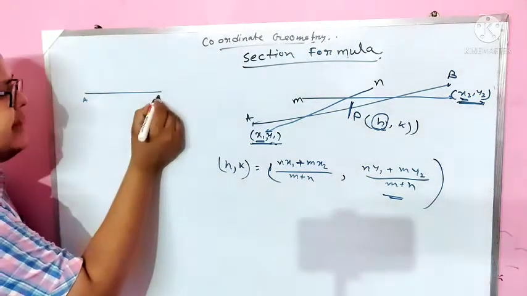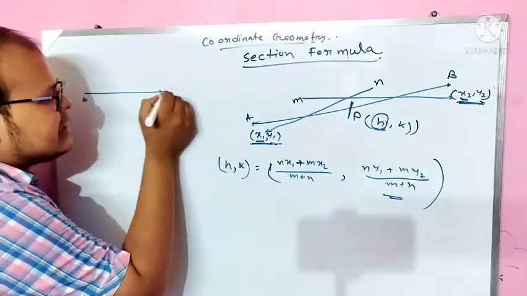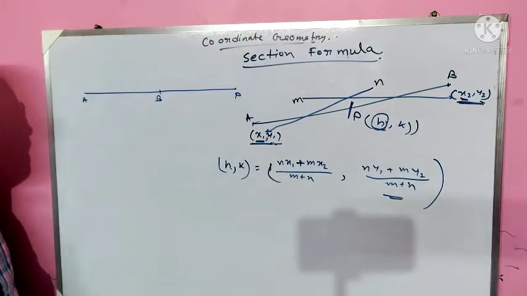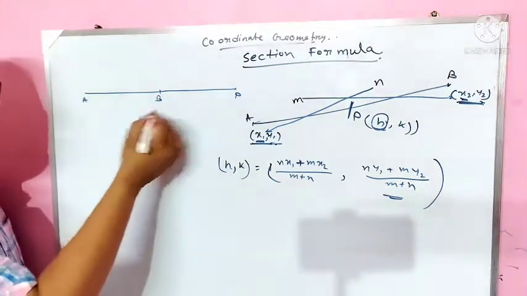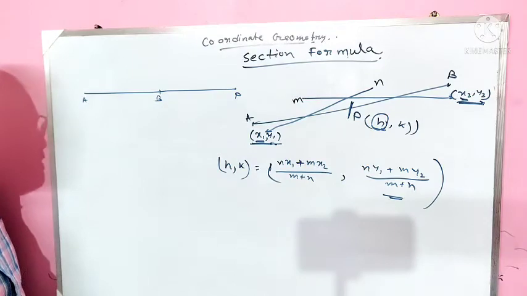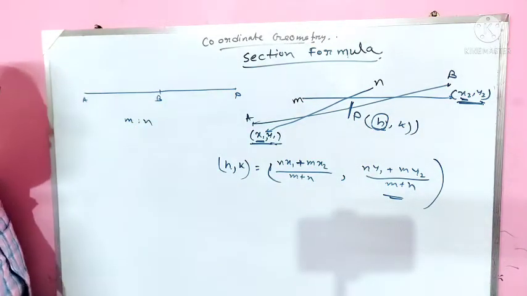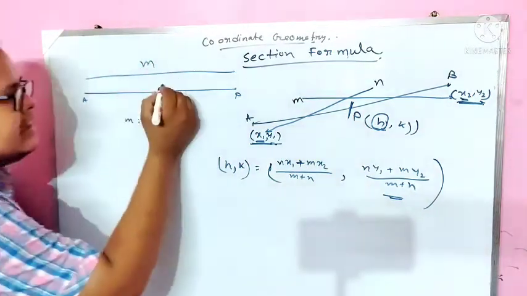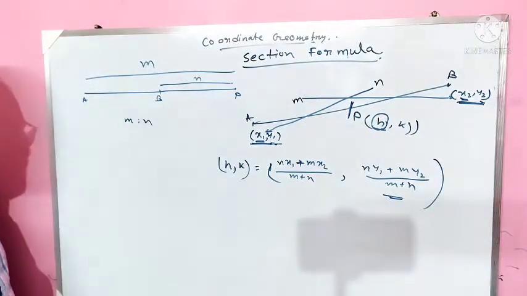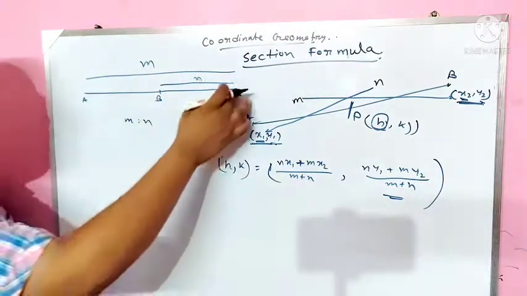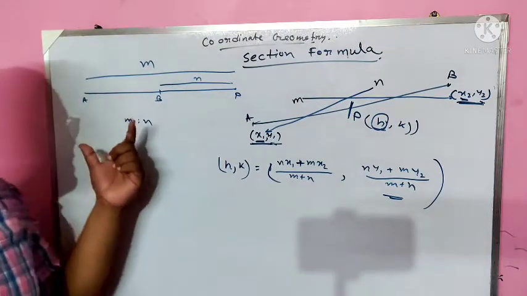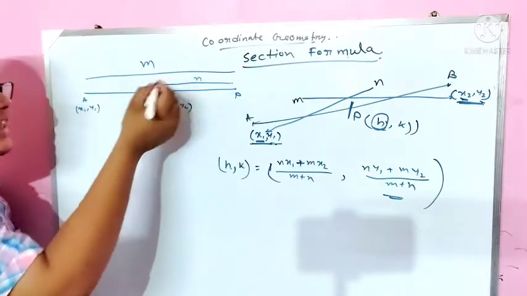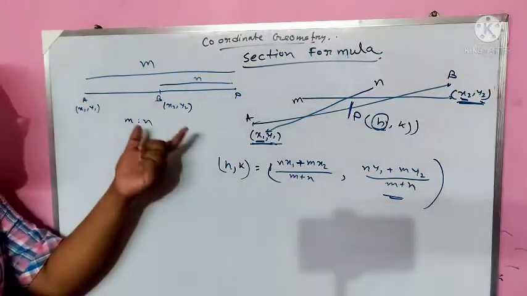Now, how can the point P bisect AB externally? Suppose this is your line segment AB, and if you extend this AB and the point P is here, then in that case, if it is said that point P is bisecting the line segment AB in a ratio m is to n, you will be considering this AP distance as your m and this BP distance as your n. So if these things happen, that point P is outside the line and it is bisecting the line segment joining the points x1, y1 and x2, y2 in a ratio m is to n, and it is bisecting externally.